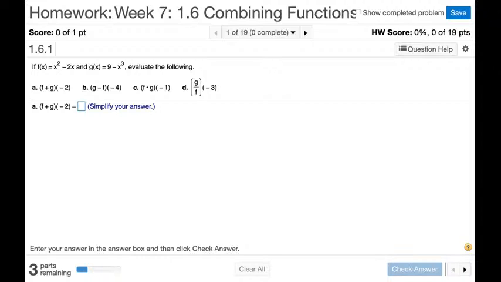Okay. So if f of x equals this, evaluate the following. So what this is saying, basically, f of -2 plus g of -2. If we plug -2 into x, that's going to be 4 plus 4, that's going to be 8. That's going to be a positive 8 ultimately because of that extra negative. 16, 17. So then 17 plus 8, I think it's 26. Let's try 26.